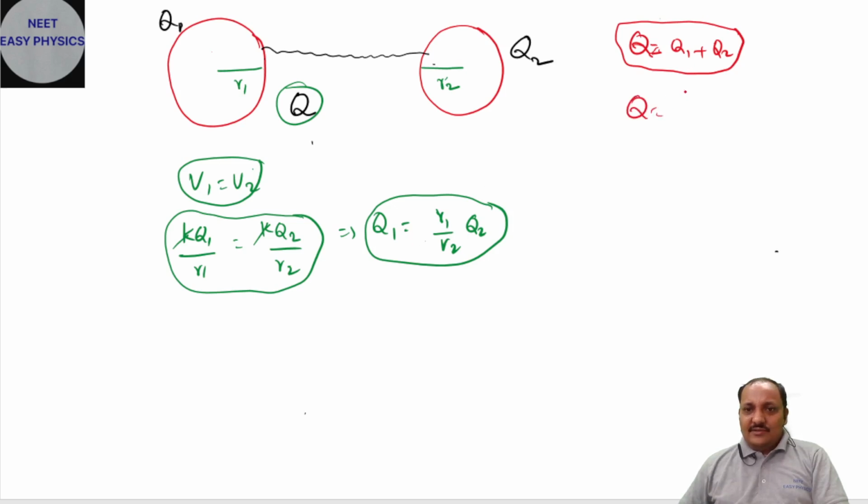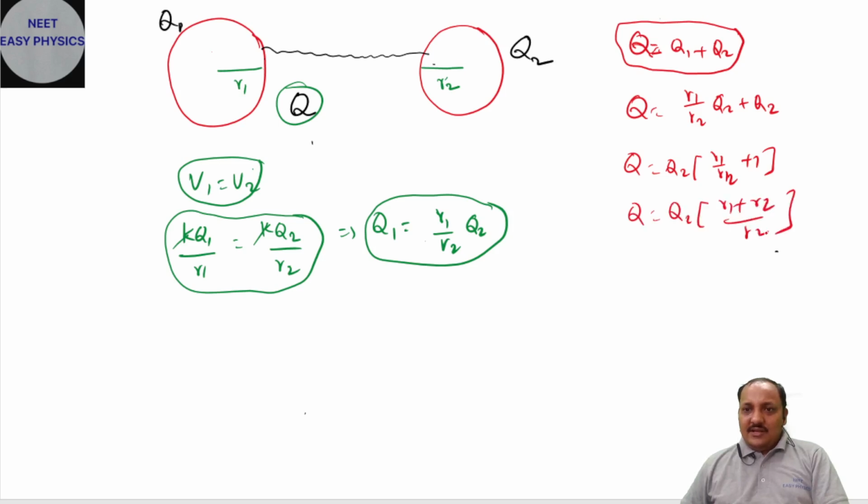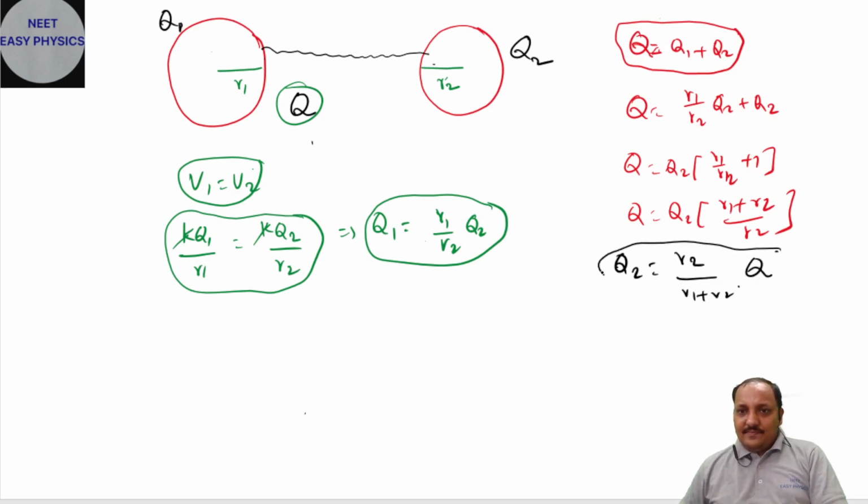Now, in place of Q1, what can we write? Q is equal to R1 by R2 Q2 plus Q2. Now, if you take Q2 common, what are you going to get? R1 by R2 plus 1. Now, Q is equal to Q2 into R1 plus R2 by R2. Now, finally, we will write the charge on the second sphere is going to be R2 by R1 plus R2 into Q. This is the equation you have to remember.